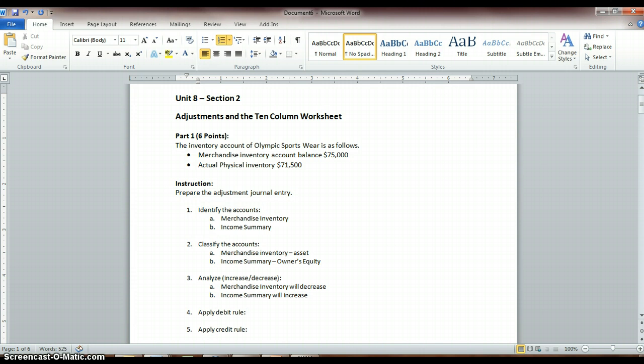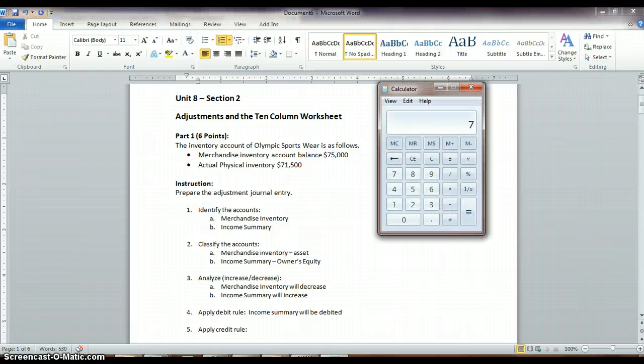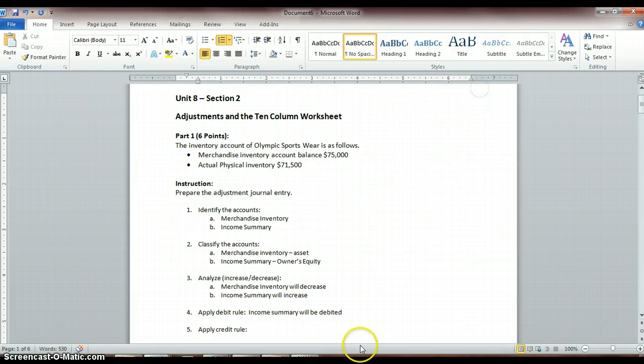We want to apply the debit rule. Not merchandise inventory, because it is decreasing. And since income summary increases on the debit side, we will copy it into there. And I also want you to list the amount. How we figure that out is we take 75,000 minus 71,500, which gives us $3,500 that we are increasing and decreasing. And then apply the credit rule.